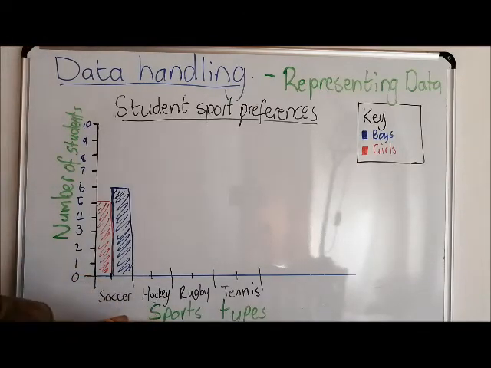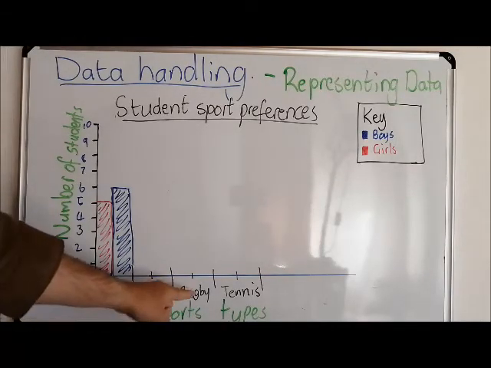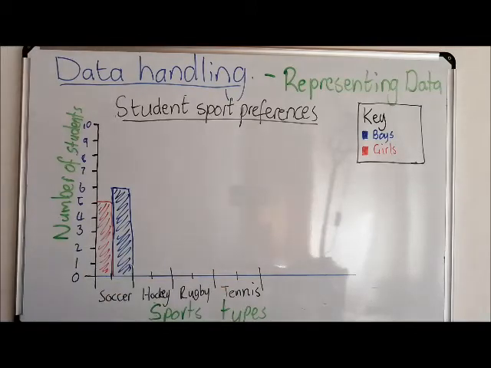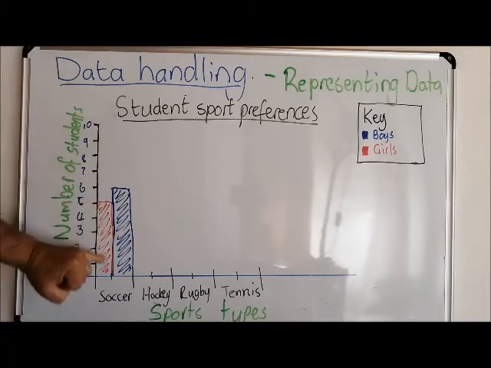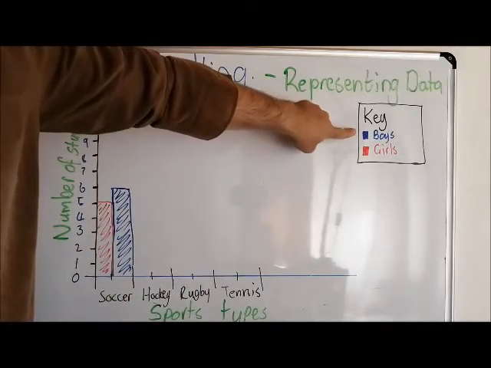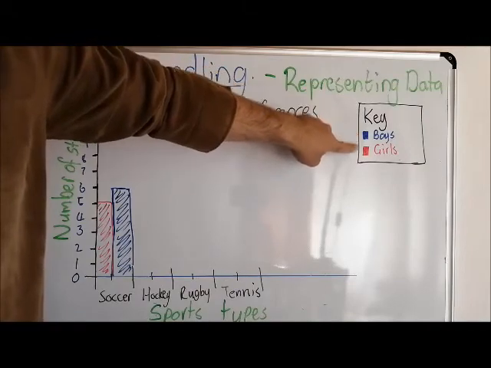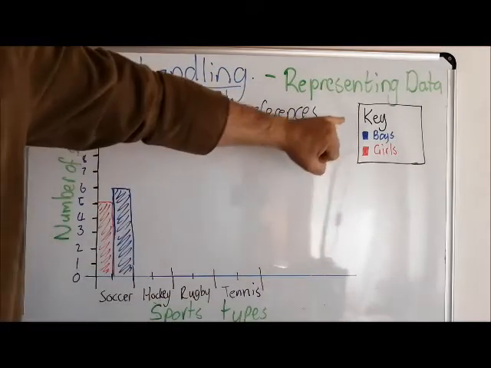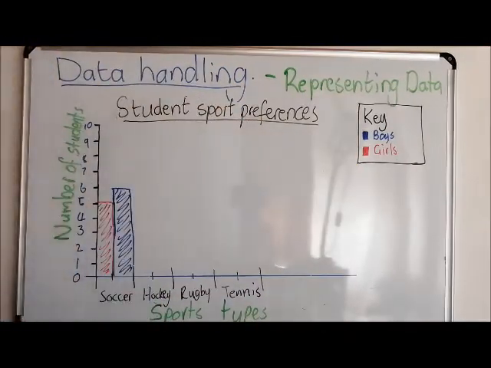Then on this axis, I've said sports types. Here I've got my soccer, hockey, rugby, and tennis. And then you can see I've split it up into number of girls and number of boys. Here it says in my key, blue stands for boys, red for girls. And this is a graph key. It's also known as a legend.